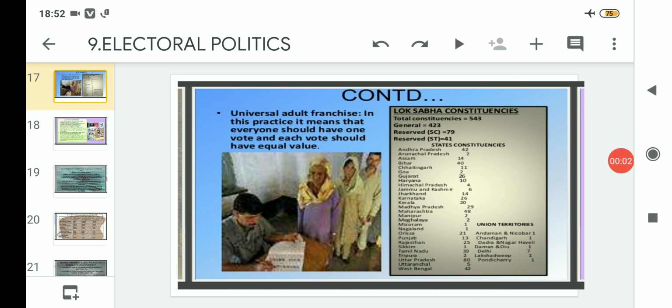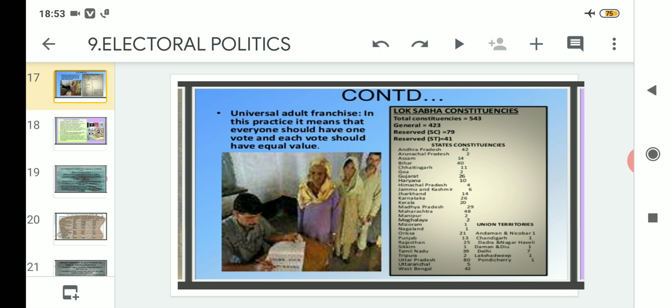Hello students, welcome to the Political Science class 9. Today we will proceed to understand the different Lok Sabha constituencies, which are related to the number of seats through which we elect our MPs, that is Members of Parliament, to Lok Sabha. So we know that the total number of seats in the Lok Sabha is 543, under which some seats are reserved for SCs and STs.